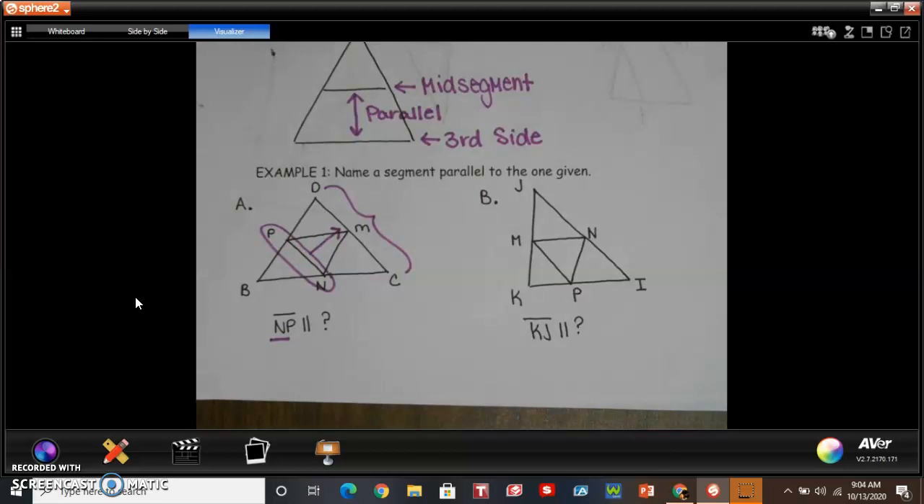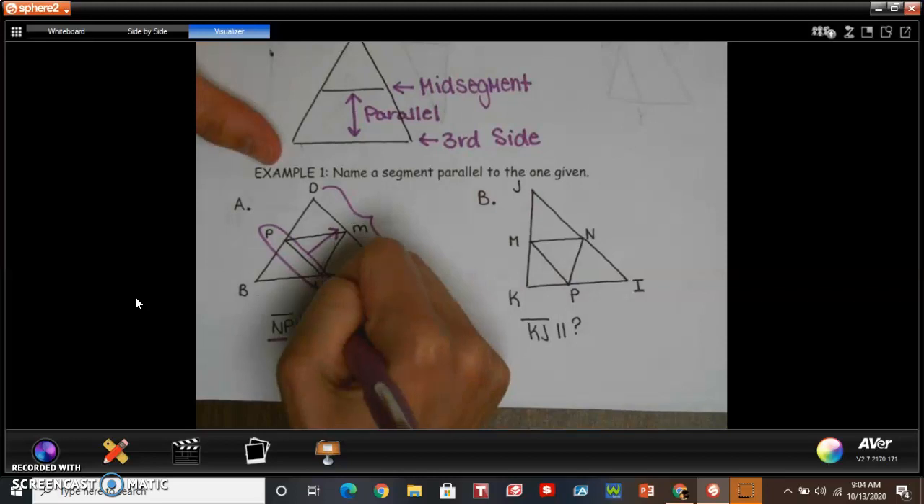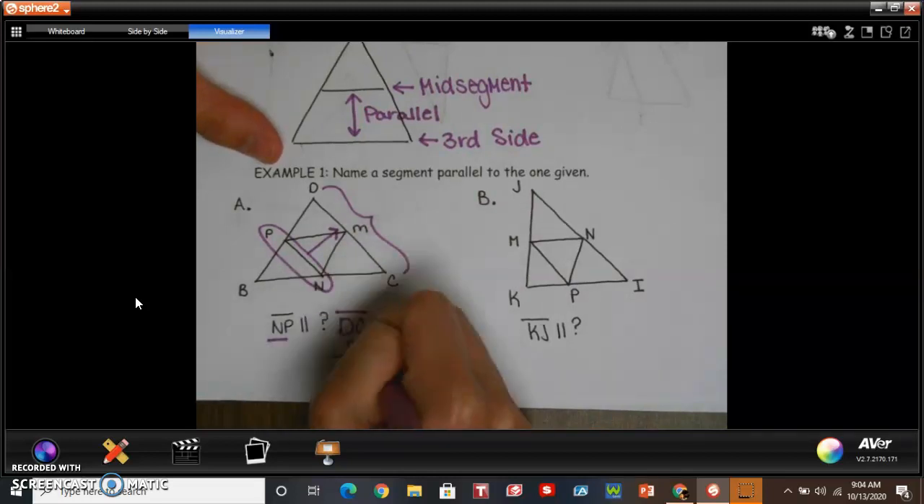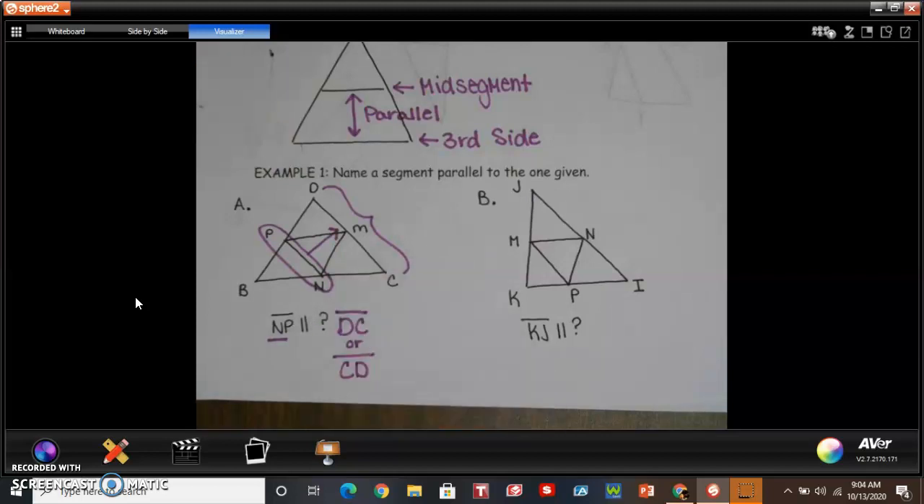Now, what is the name of it? Remember, when you are naming a segment, you name it by its endpoints, the ones on the very end. So it would be parallel to segment DC, or the name of it could be CD. Okay? It doesn't matter the order as long as it's the ones on the very end. All right? Let's do another example.